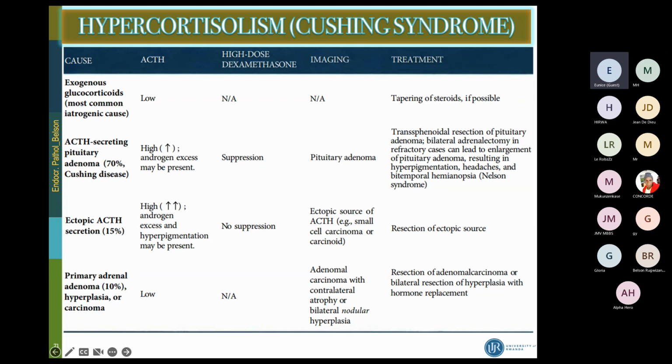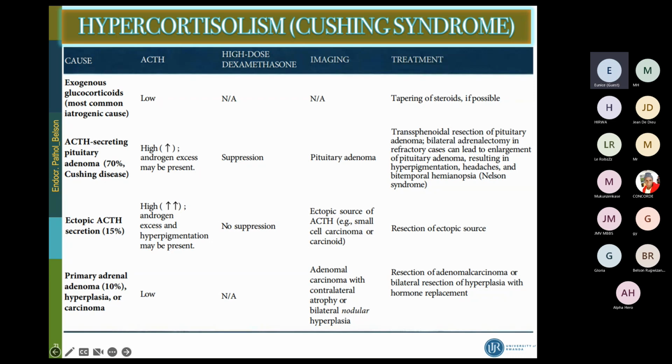If there is ectopic STH secretion, ishobora gukorwa nko muri lung tumors cyangwa paraneoplastic syndrome twavugaga. Of course, the STH will be high, but also there will be androgen excess and the hyperpigmentation. So if you do high dose dexamethasone, there will be no suppression of STH production. And imaging can reveal the ectopic source of the STH, for example, the lung tumor, as we said, a small cell carcinoma or carcinoid tumors of the lung or elsewhere. So, and then you will have to resect that tumor surgically.